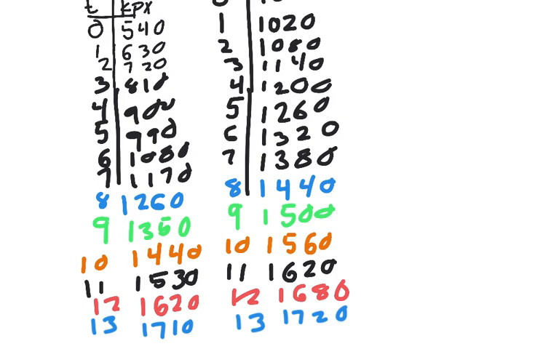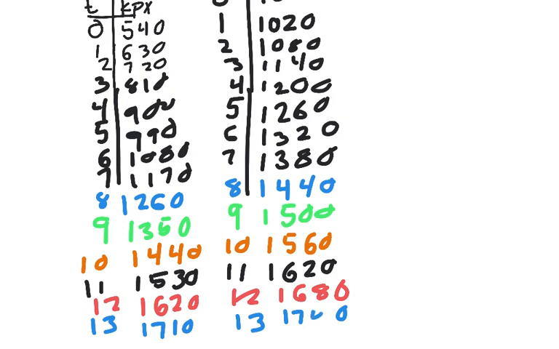Did I mess up somewhere? Let me look, I may have messed up. Up 60, up 60, up 60, up 60, 60, 60, 60. Yep, right here. This should be 1740. I didn't mess it up to the very end. Okay, that makes more sense. So now I feel good about it.